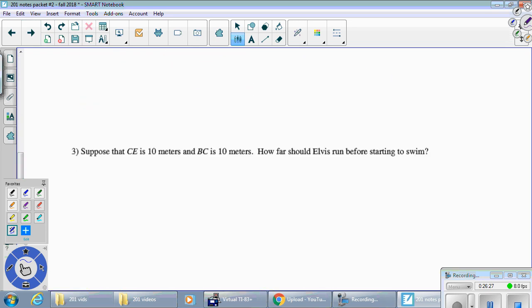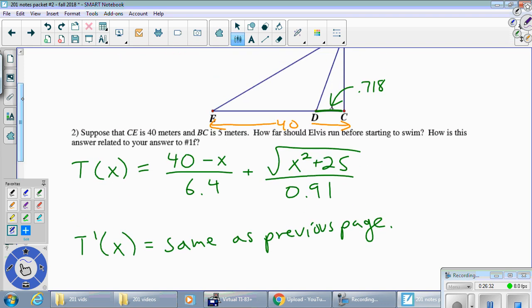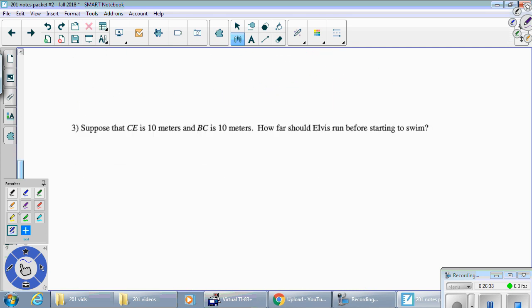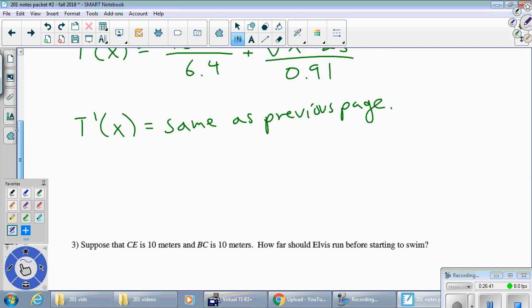Okay, suppose CE is 10 and BC is 10. CE is 10, that's the horizontal, and now BC, that's the vertical there, that's 10. And now where should we run to? Okay, let's see if we can do this quickety-quick.